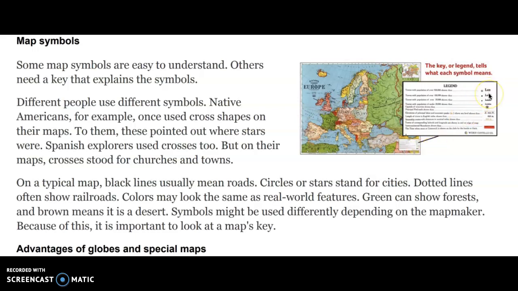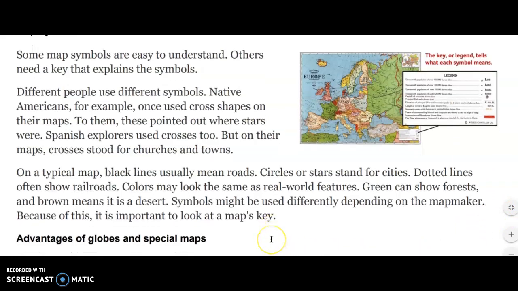So right here in this example of a legend or a key, it says that this symbol right here that I'm circling represents any town that's got over 5,000 people in it. This one right here, this small dot, represents any town that's got less than 20,000 people in it. So the person who's making the map decides which symbols they're going to use, and they use the key or the legend to explain what those symbols, those pictures that stand for something else, actually mean.